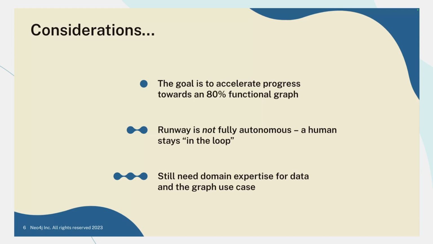Runway is not fully autonomous, so there's multiple times where a human can step in and kind of change the behavior of what's going on. And what's really important here is that we still need domain expertise. Runway does not know your data as well as you do, and so upfront, we'll provide a data dictionary that takes away a lot of the assumptions that would otherwise have to be made in the modeling process.